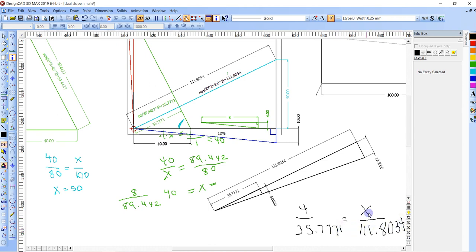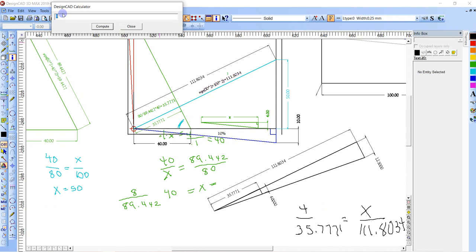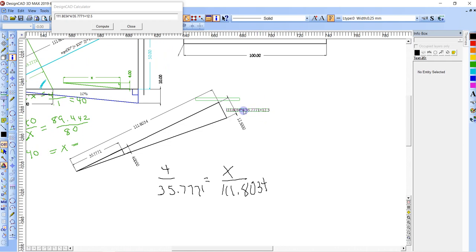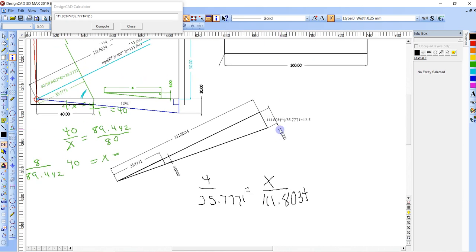So x is already on the right side, so we're just going to do that math right there. Tools, calculator, 111.8034 times 4 divided by 35.7771, and that would be the calculation for the rise. Copy that, and then control V, equals. That would be for this one right here, all right? And that's 12.5. So that's how you do it.